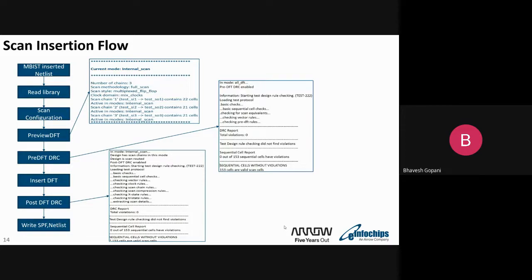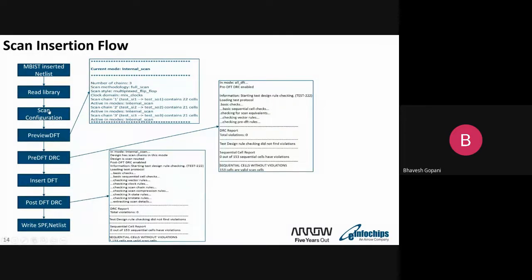Scan insertion flow: MBIST inserted netlist, read library. Scan insertion starts after the MBIST. Once the MBIST insertion is done, the next thing would be the scan insertion. What do we need? We need libraries, the scan inserted netlist, and the scan configuration. As I already said, scan configuration is a very important parameter.